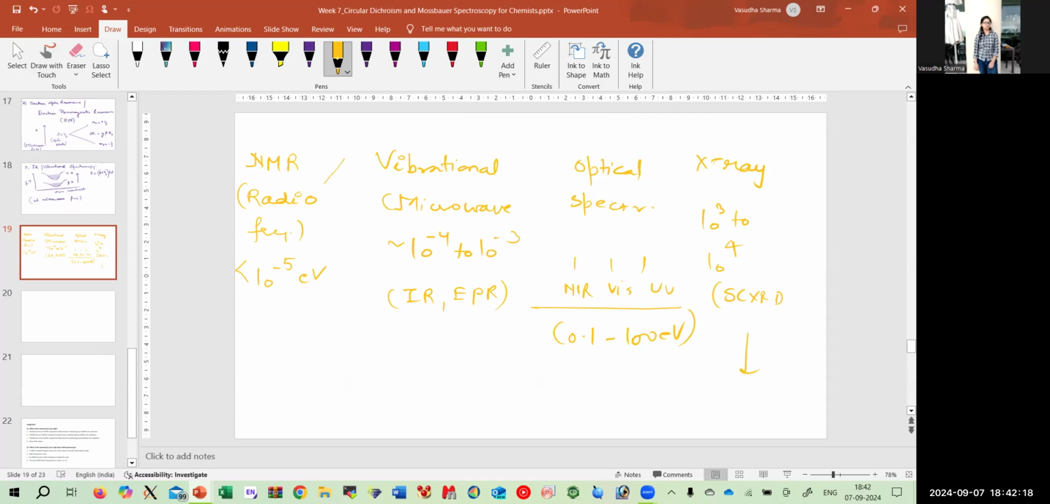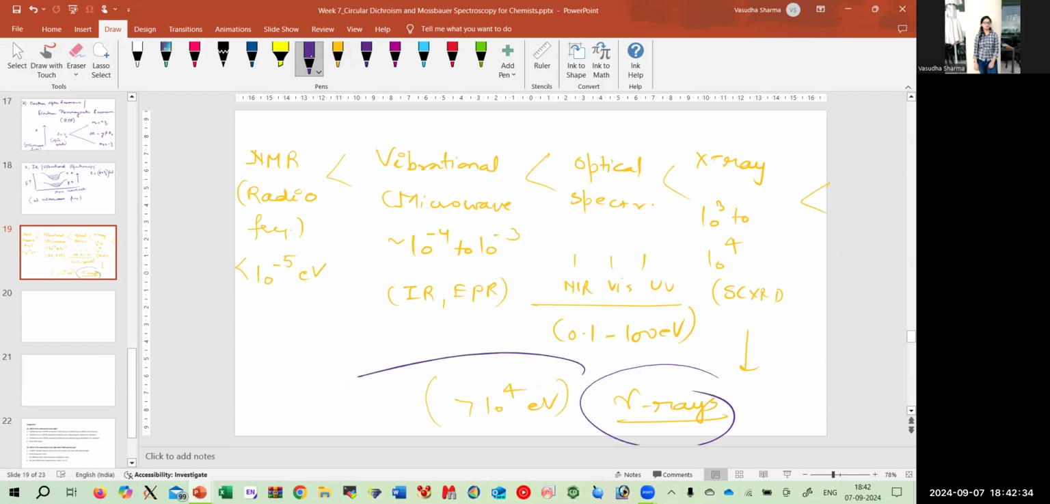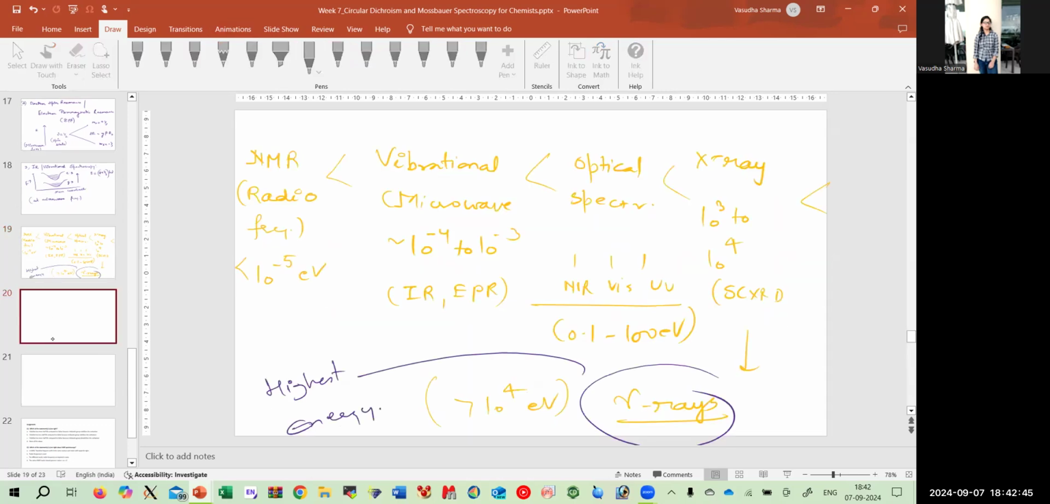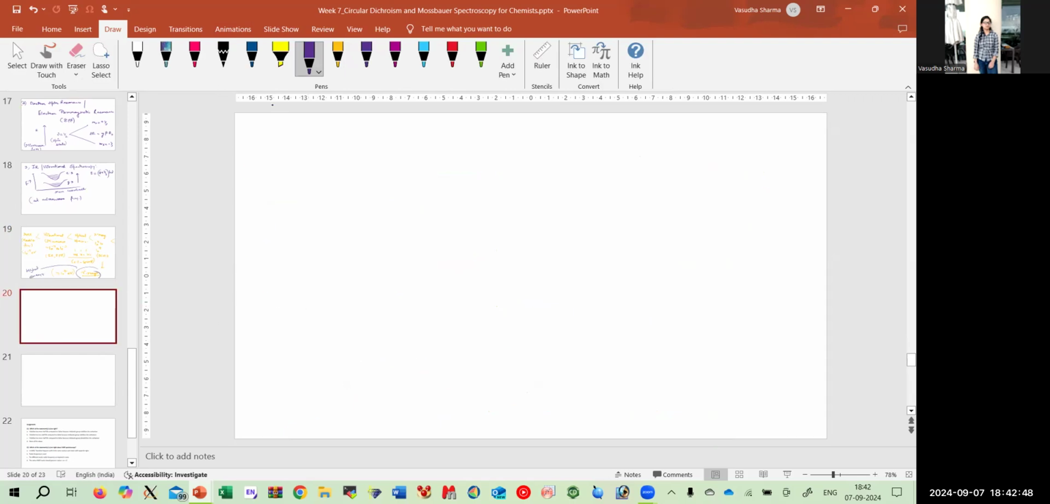And lastly, we have the gamma rays. Cosmic rays are also there, but our spectroscopy deals with gamma rays, around 10 to the 4 electron volt and above. So the highest energy rays that we have are gamma rays. And when we are dealing with gamma rays, it would change your nuclear states.